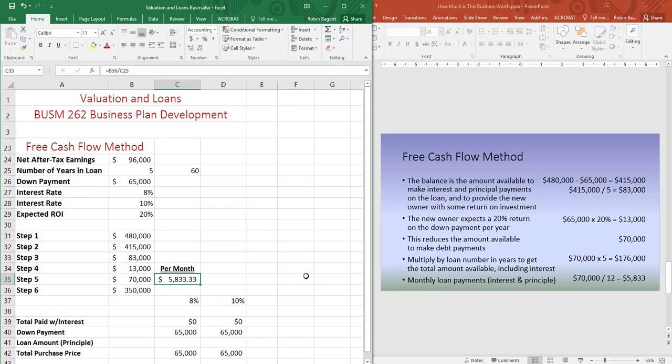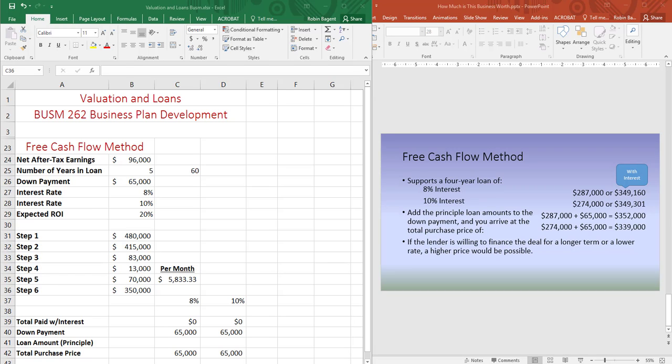We also know that it's $5,833.33. I'm just going to round that. Because we've taken, and I'm going to double click so you can see it, I've taken the $350,000 and I know that that's a total of 60 payments. So each payment is $5,833.